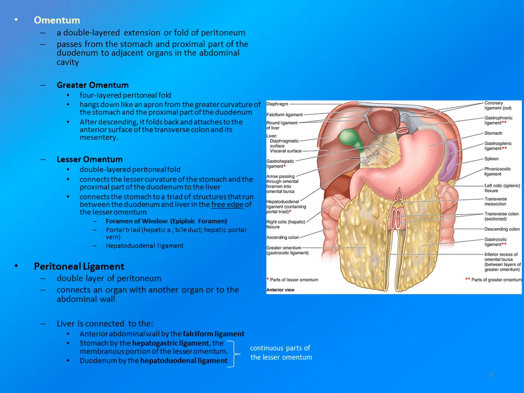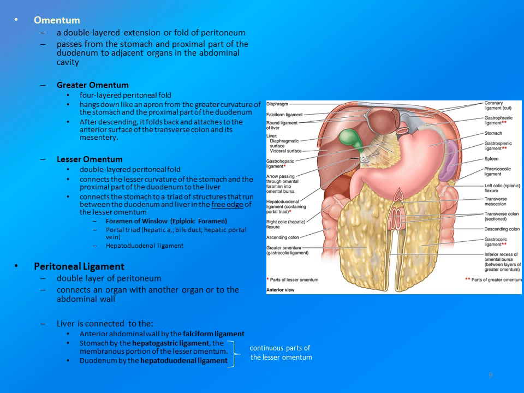It also contains a triad of structures that run between the duodenum and the liver in its free edge, located by the laser pointer. This opening along the free edge is referred to as the epiploic foramen, or the foramen of Winslow, and it contains the portal triad: hepatic artery, bile duct, and the hepatic portal vein. The thickening in this area is known as the hepatoduodenal ligament.